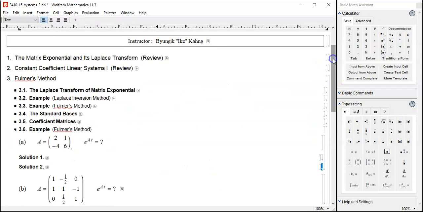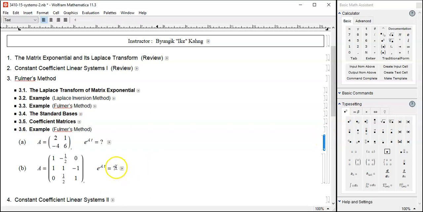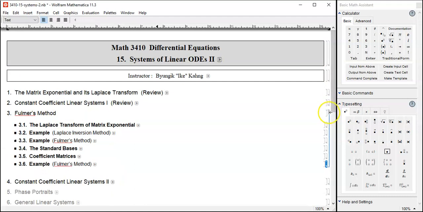Okay, let's stop here, and we're going to meet again for the next problem in a fresh new video. That's going to be harder because we are dealing with a 3 by 3 matrix this time.